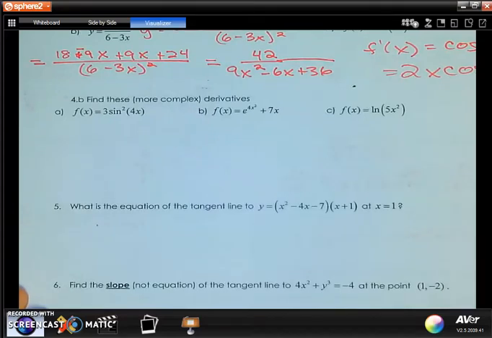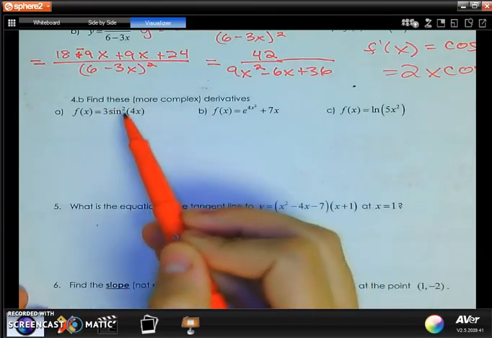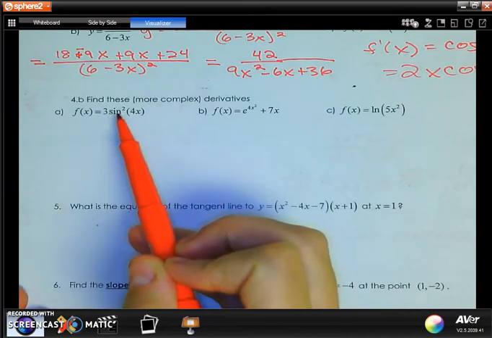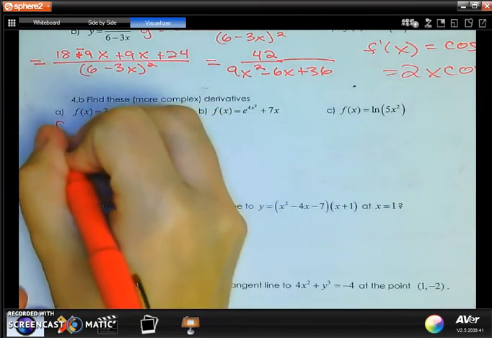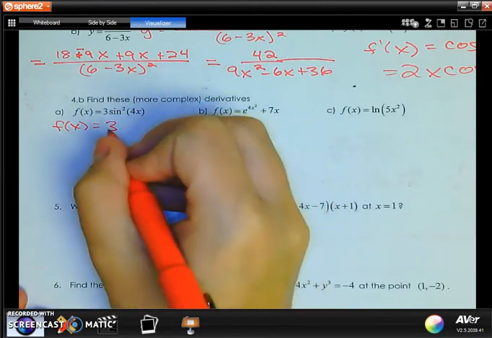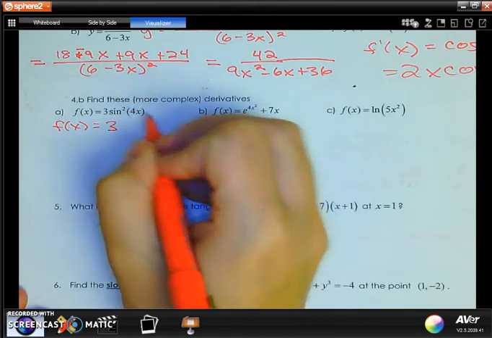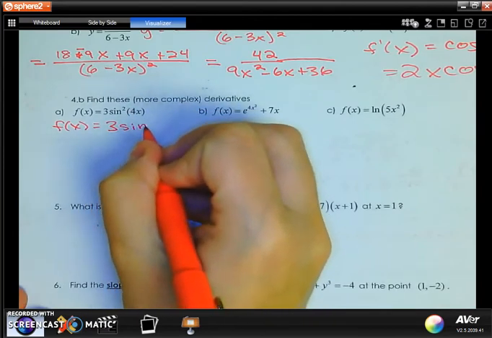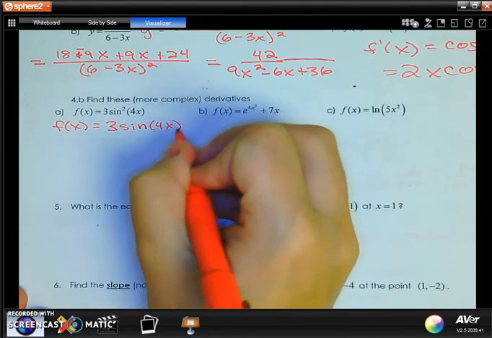All right, so looking at these more complex derivatives, this is a trig one. You're going to have to use chain rule. I would rewrite it first. So I'm just going to rewrite it. And remember that this 3 is not included in the squared. It's this thing squared. So I would rewrite it like this, 4x.